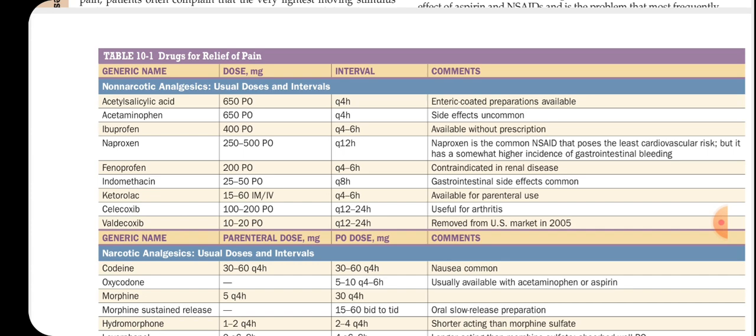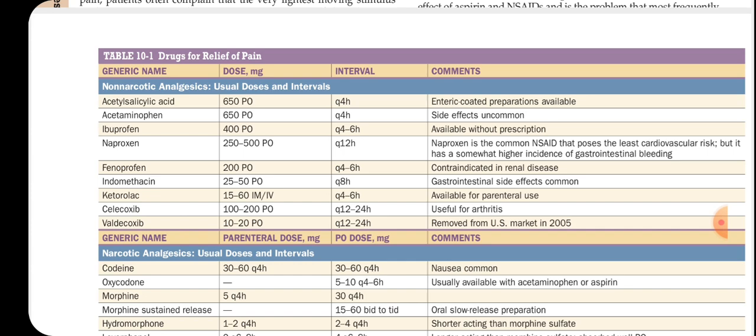Ibuprofen 400 PO Q4 to 6H. Comments: available without prescription. Naproxen, dose 250 to 500 PO, interval Q12H. Comments: Naproxen is the common NSAID that poses the least cardiovascular risk, but it has a somewhat higher incidence of GI bleeding.